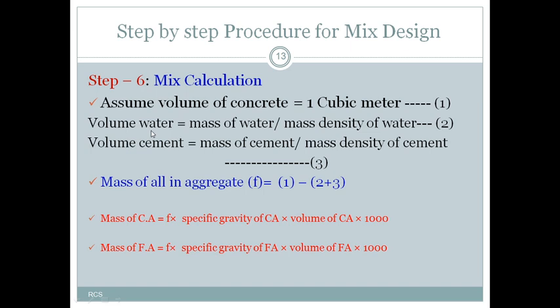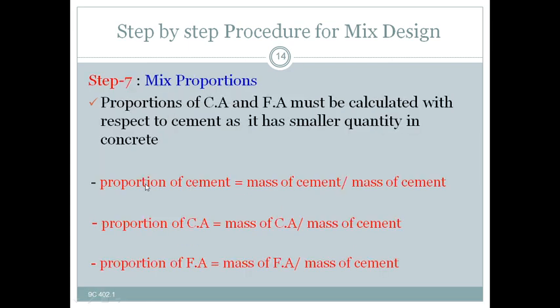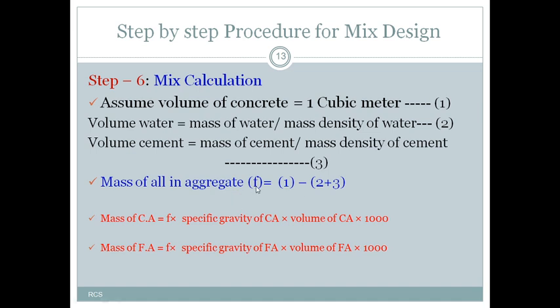In the total volume of concrete, we have coarse aggregate, fine aggregate, water and cement. Now I want to deduct the volume of water and volume of cement from the total volume of concrete. Say the total volume of concrete is 1. From that 1 I will deduct the volume of water plus volume of cement. Then I will get the volume of all-in aggregate, that means fine aggregate plus coarse aggregate, generally represented here with a small f.